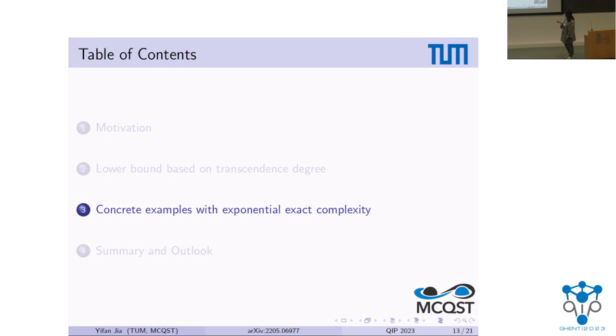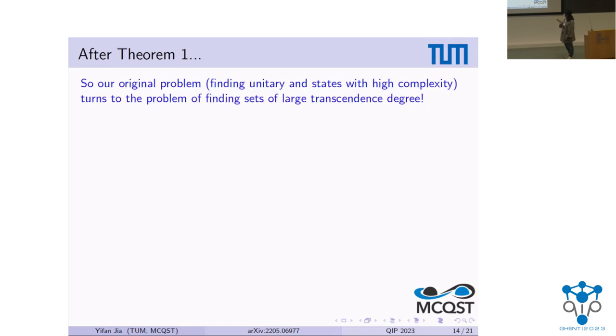By then, we can construct some concrete examples with exponential exact circuit complexity. Now our original problem has changed. Our original problem is that we try to find explicit unitaries or gates with very high complexity. And this now turns out to be the problem of finding a large set of transcendence degree, and then we try to fit them properly into the state and the vector that I have.